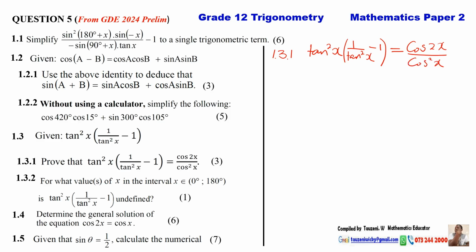Now, you always have an option. Either you work out the right hand side and make sure that it is equal to the left hand side, or you work out the left hand side and make sure that it's equal to the right hand side. In some cases, you may need to work out both and make sure that you produce the same answer at the end. So I'm working out the left hand side of my expression.